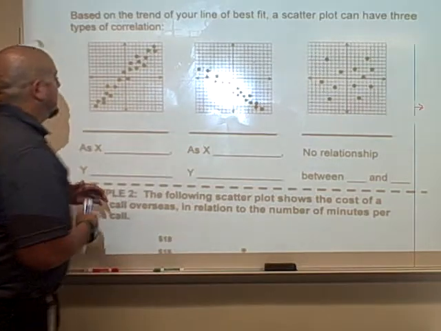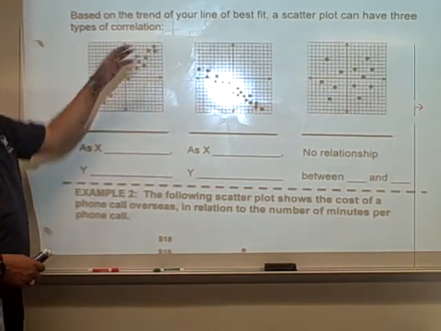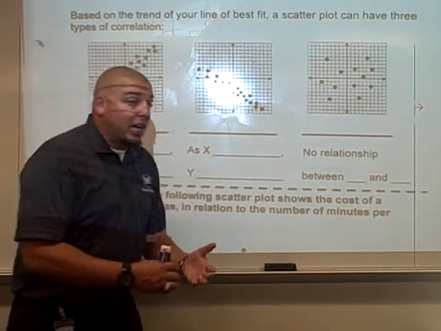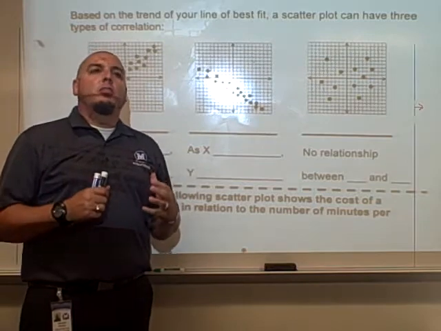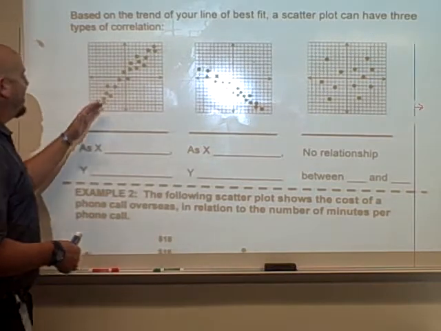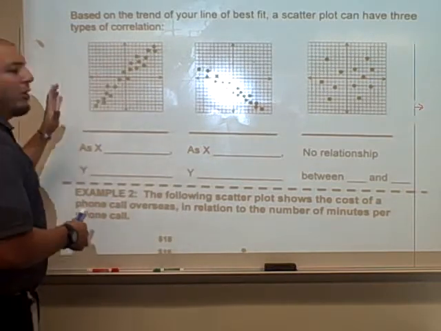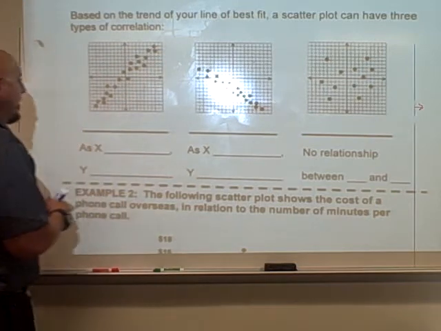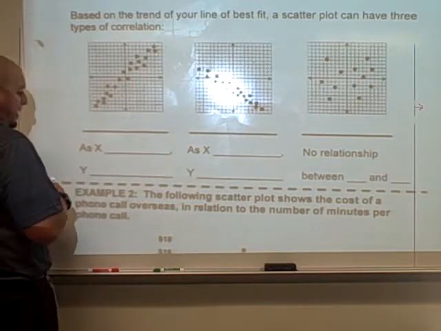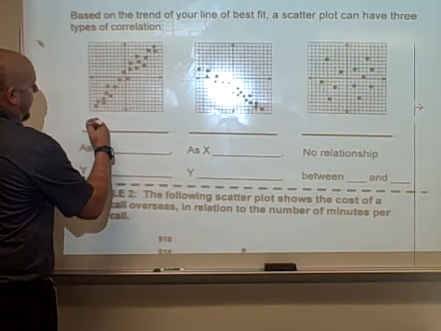The first one, all of our dots are going up. When something goes up, if you're going up or if you're in an up mood, you would be considered to be positive. So all my dots are going upward. And that's going from left to right. All my dots are going up. So we would call this a positive correlation.